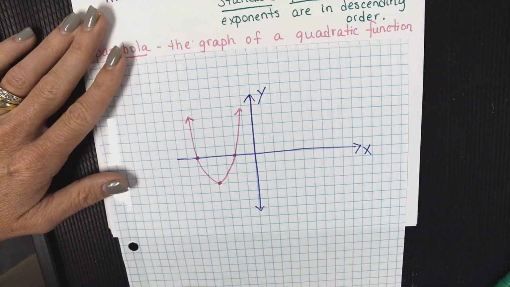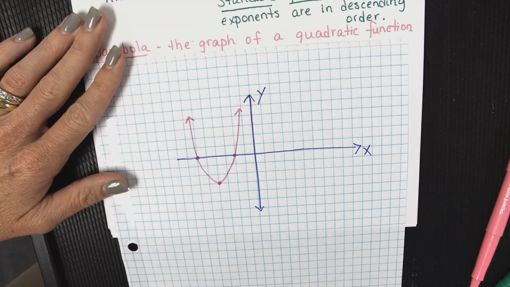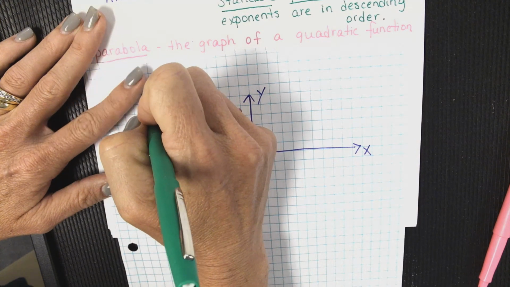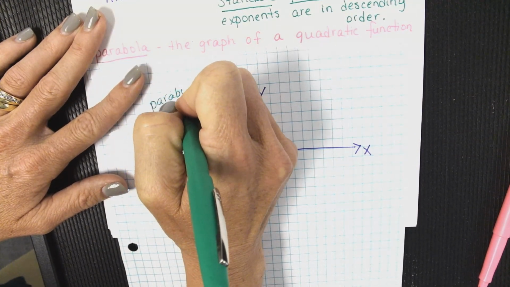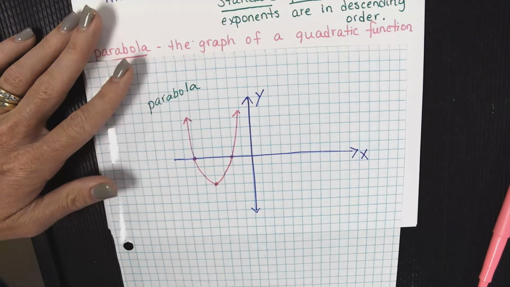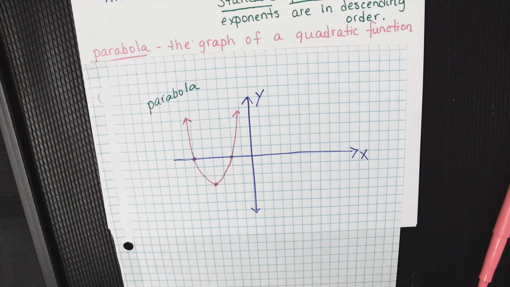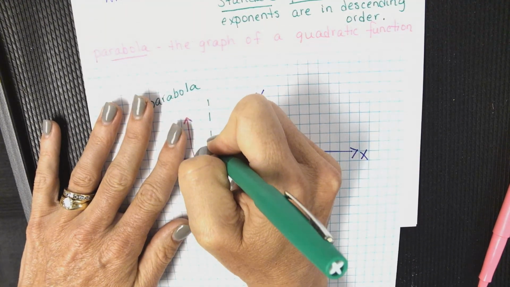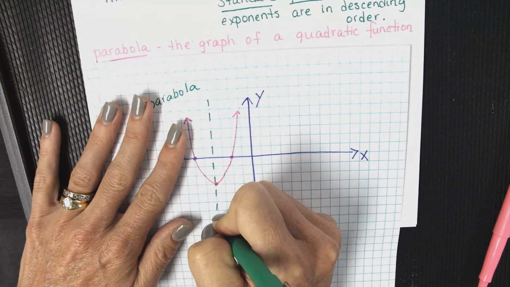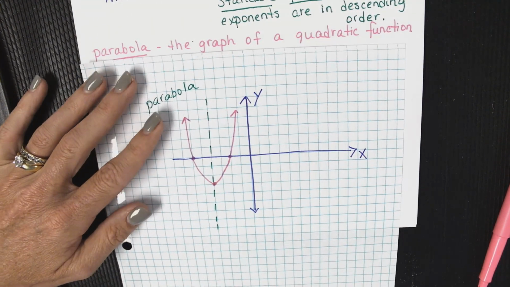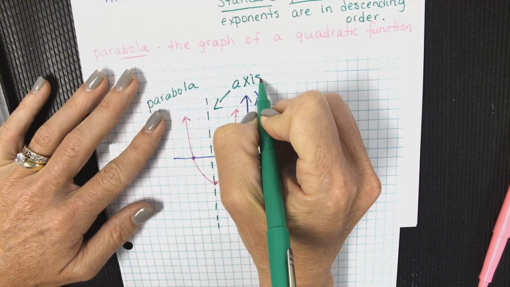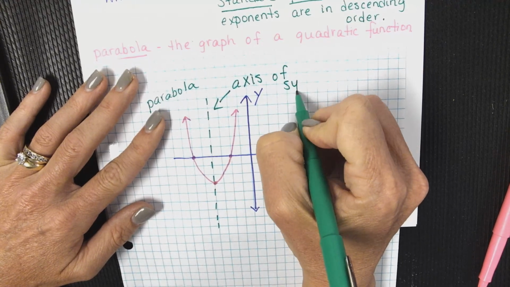All right, I'm going to label this. So this is a parabola. Can you see this? All right, so the first thing I want to do is a really important line. It is called, well, I'm going to draw it first. This is called the axis of symmetry.